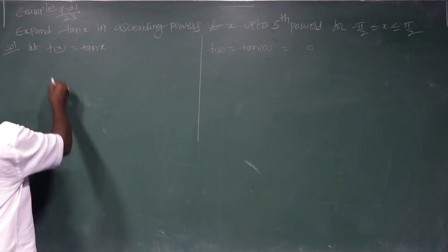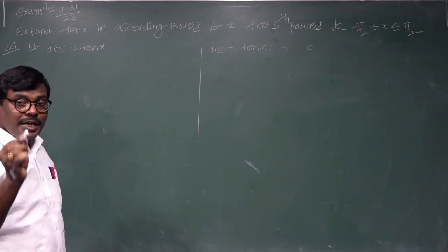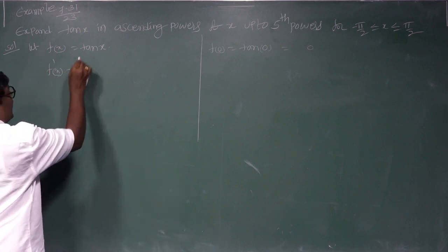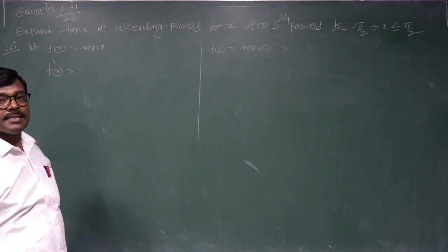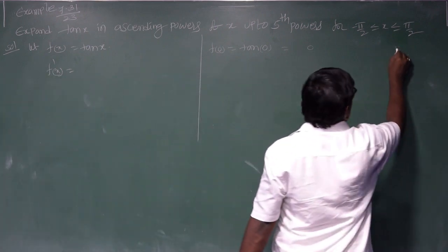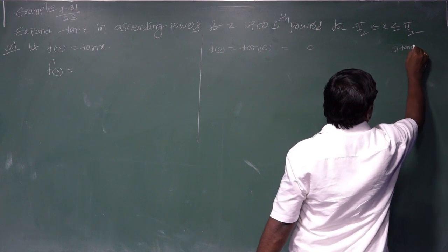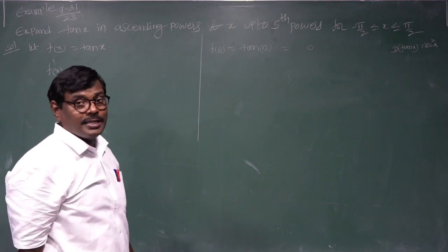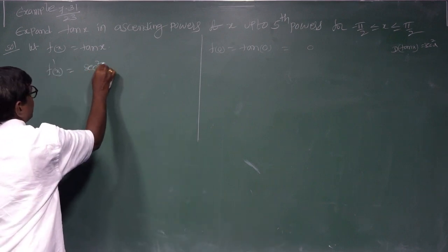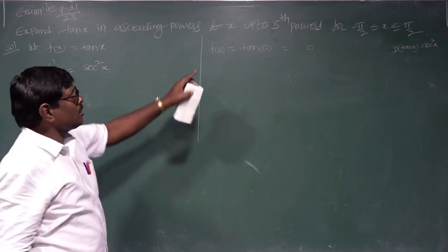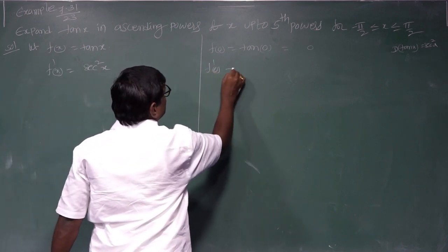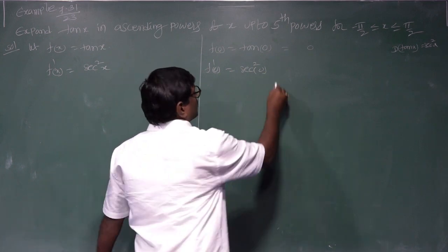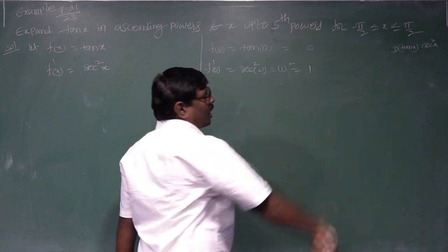Next, the derivative of f of x, differentiating with respect to x. F dash x. The derivative of tan x is secant square x. Next, substituting x equal to 0: f dash 0 equal to secant square 0. The value of secant 0 is 1, and 1 squared is nothing but 1.